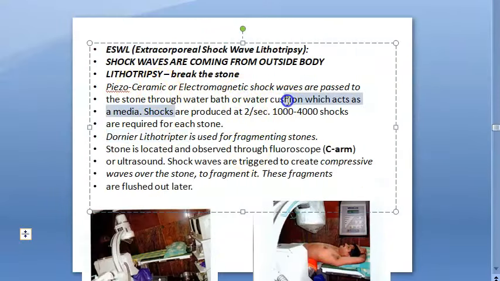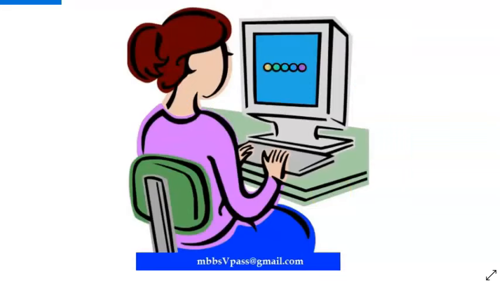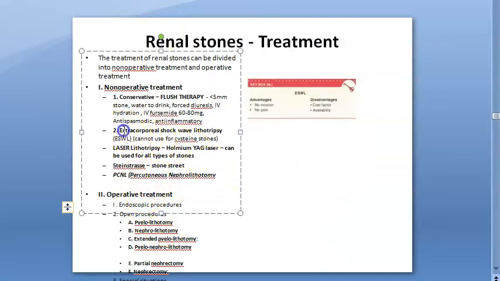What is the rate of shocks produced? They give 2 shocks per second, and 1,000 to 4,000 shocks are required for each stone. How are the shock waves passed to the stone? Through a water bath or water cushion. We have looked at all of this in detail in the previous video.